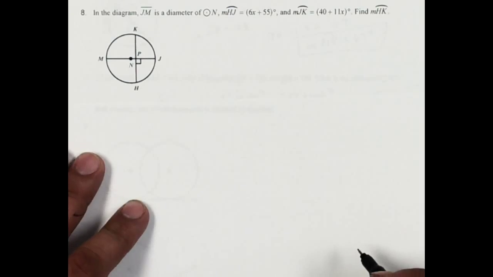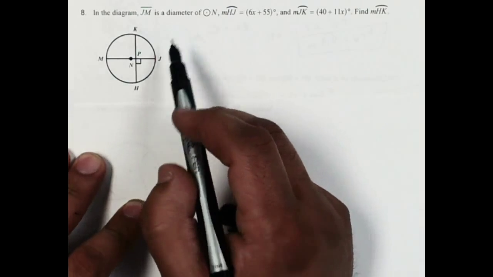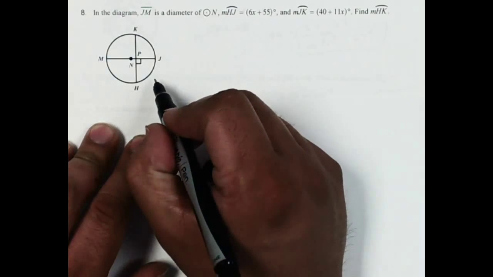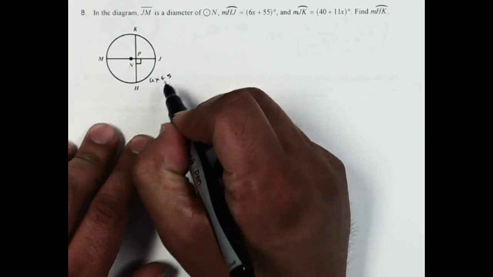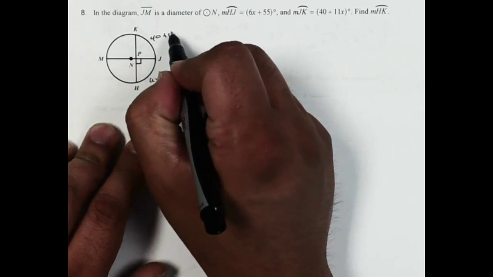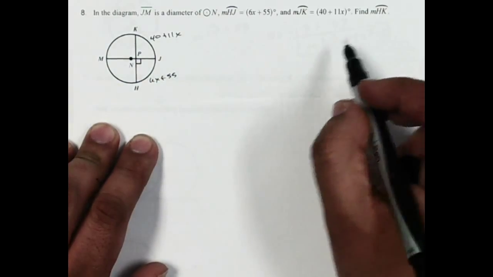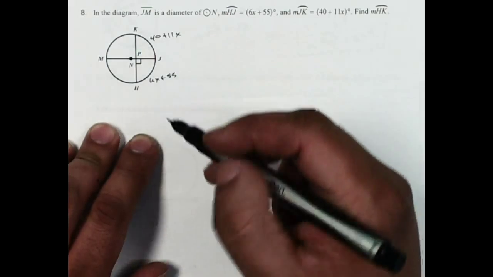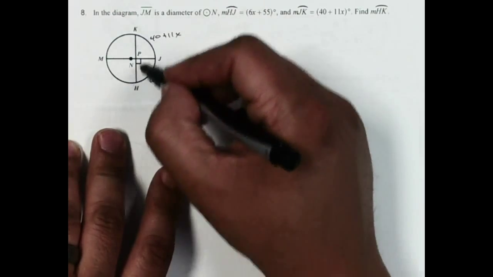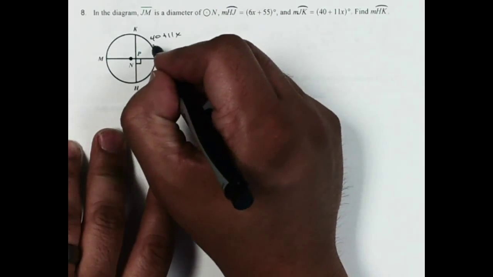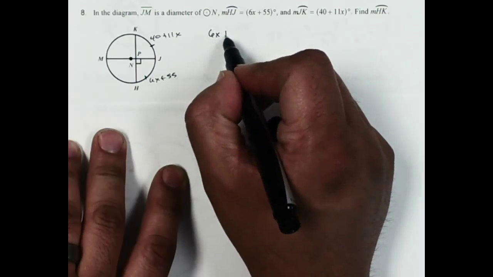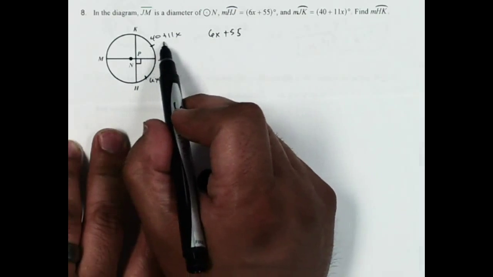Okay. All right, looking at number 8, it says in the diagram JM is a diameter of circle N, and the arc HJ is 6x plus 5. So this is 6x plus 5 here, or 55. And then the arc JK is 40 plus 11x. And we want to find the measure of arc HK. Okay, so since the diameter goes through this arc HK, that means it's going to be a perpendicular bisector. So I know that this chord is equal to that chord. So I'm going to write it as 6x plus 55. Now it's written as 40 plus 11x.